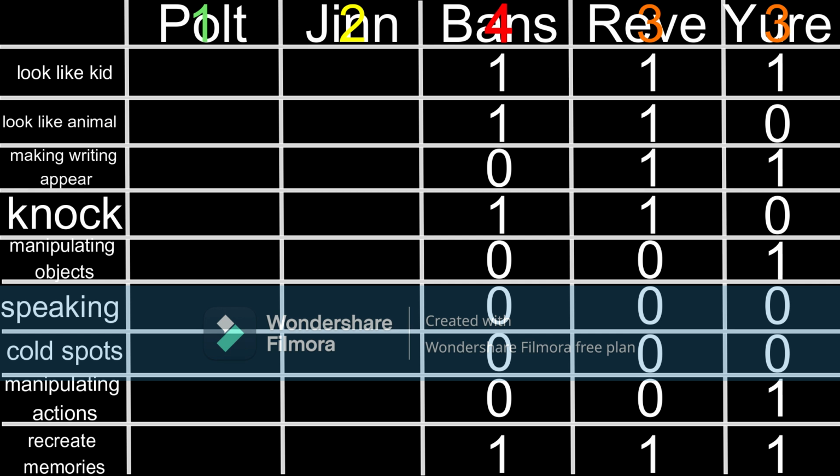They get 2nd place for having 6 true statements. Being able to look like a kid, look like an animal, they can make writing appear though they can't knock. They can manipulate objects. They can't speak or create any cold spots, but they are able to manipulate one's actions and recreate memories. And then finally, the Poltergeist, with 8 true statements.